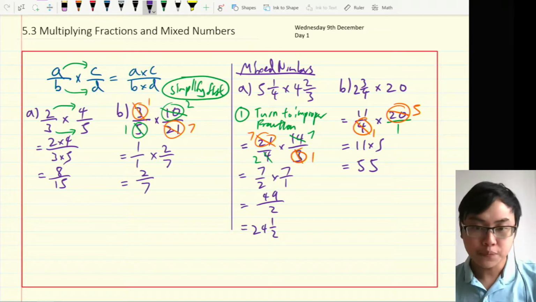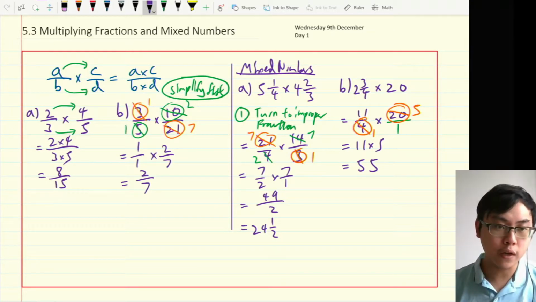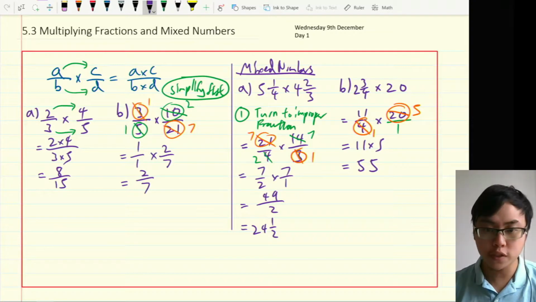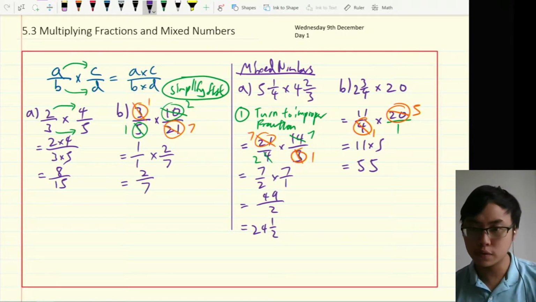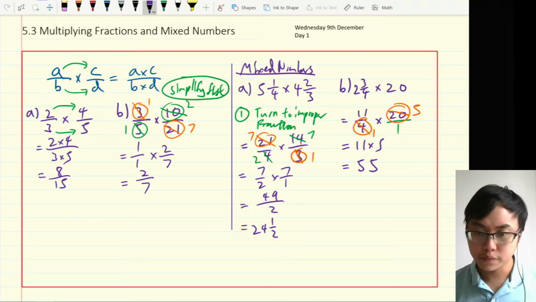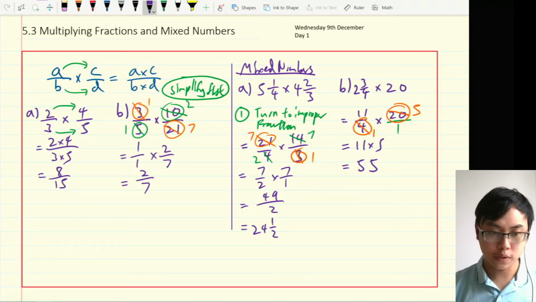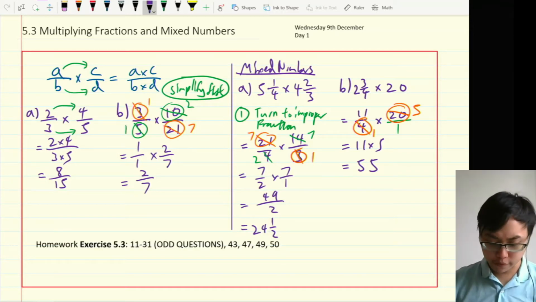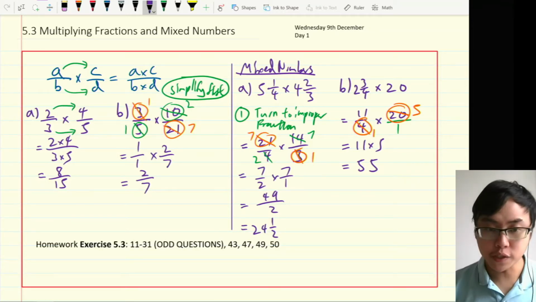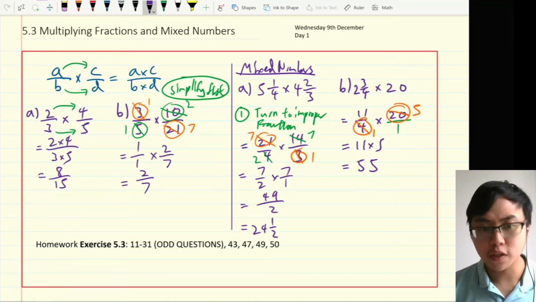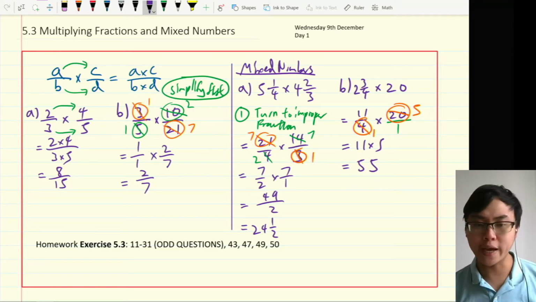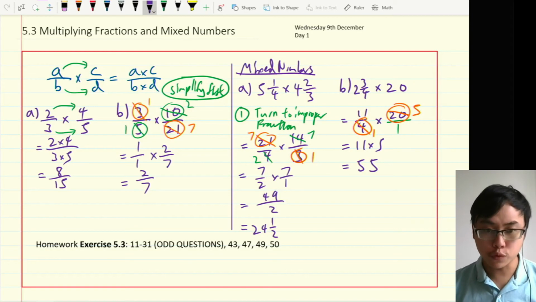Okay, so I want you guys to get on with your homework. Your homework for today is to do the following questions. Just give me a moment while I try to load the questions, and it should appear anytime now. There we go. Okay, so your homework: exercise 5.3, questions 11 to 31 odd, and then questions 43, 47, 49, and 50. So please go ahead and do your homework.